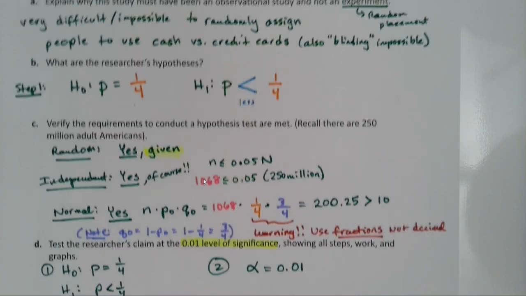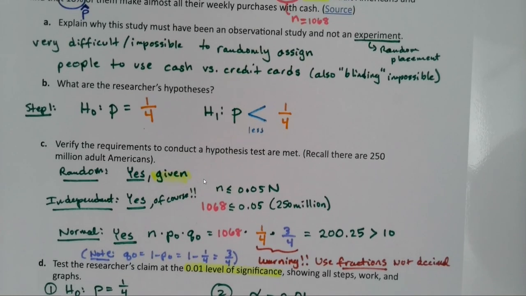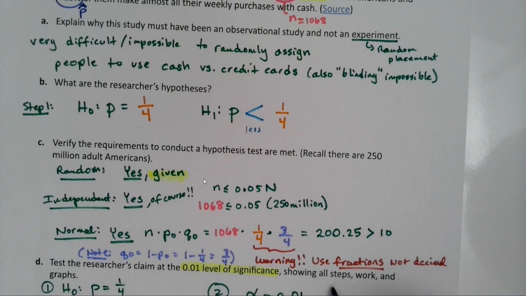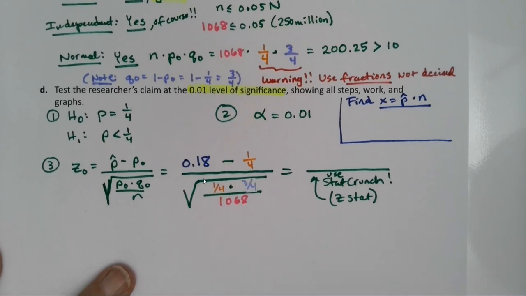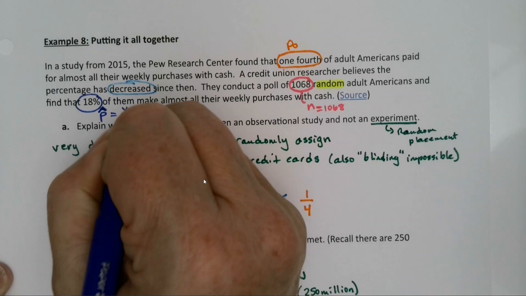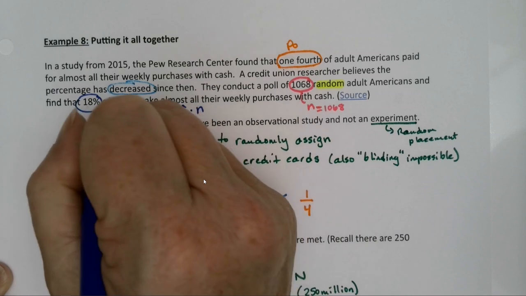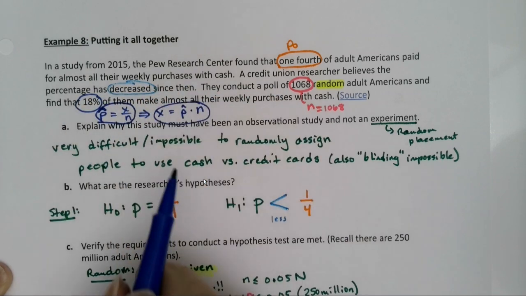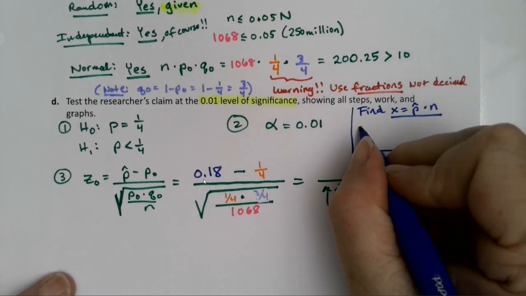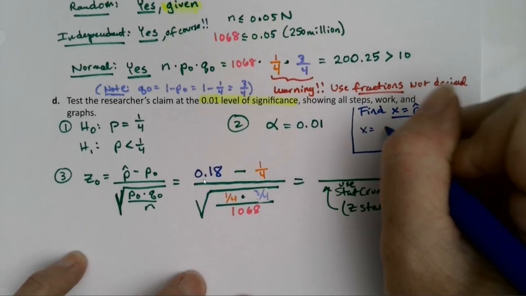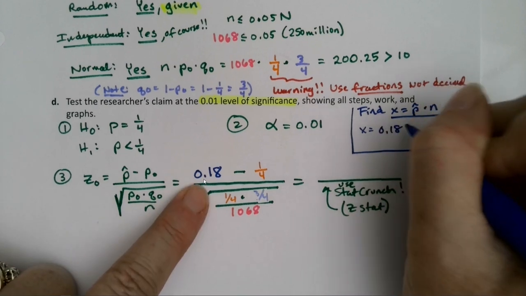Okay, so we need to make a little note somewhere, anywhere. Let's do it over here. So we're going to have to find x. Now remember, we learned that x is p hat times n. And that's because p hat is x over n, so that means that x is p hat times n, right? We've learned both of those formulas. Okay, so that means that x, which is my number of successes, is p hat, which is 0.18, times n, which is 1068.